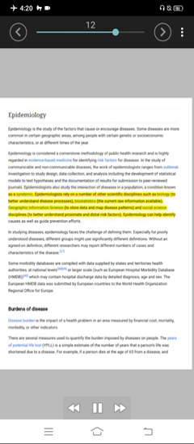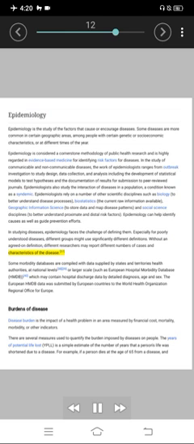Epidemiologists rely on a number of other scientific disciplines such as biology to better understand disease processes, biostatistics, the current raw information available, geographic information science to store data and map disease patterns, and social science disciplines to better understand proximate and distal risk factors. Epidemiology can help identify causes as well as guide prevention efforts. In studying diseases, epidemiology faces the challenge of defining them. Especially for poorly understood diseases, different groups might use significantly different definitions. Without an agreed-on definition, different researchers may report different numbers of cases and characteristics of the disease.